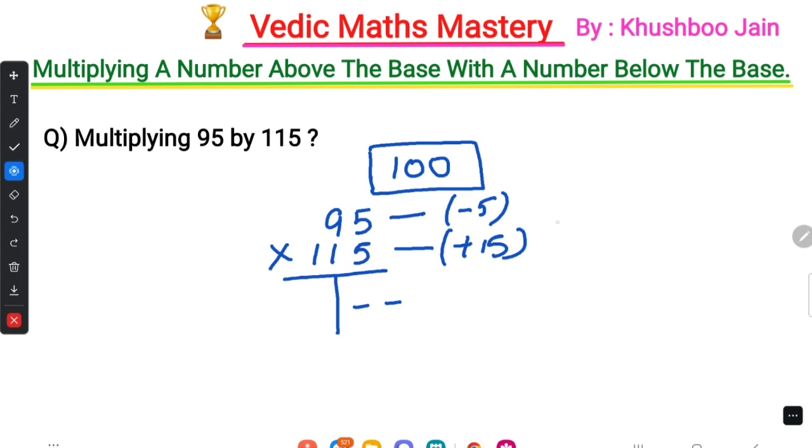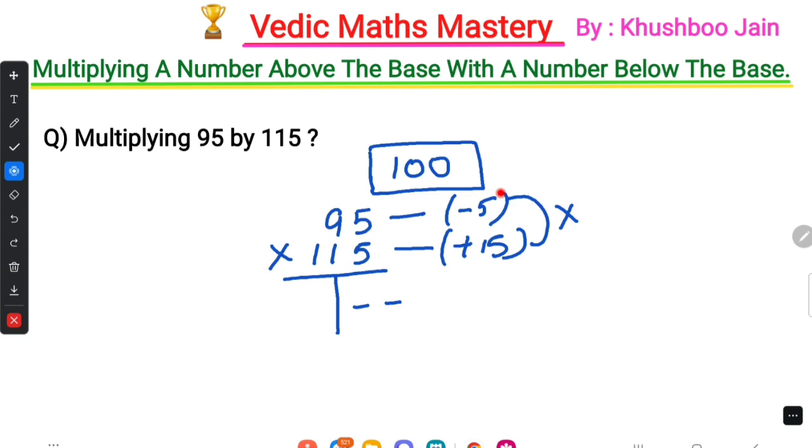Now, whatever the differences are, we'll multiply the differences. If you haven't seen my last videos in which I told about above the base and below the base questions, we have already done many questions in those videos, so you can check them out. You just multiply both the differences. 15 fives are equal to 75.